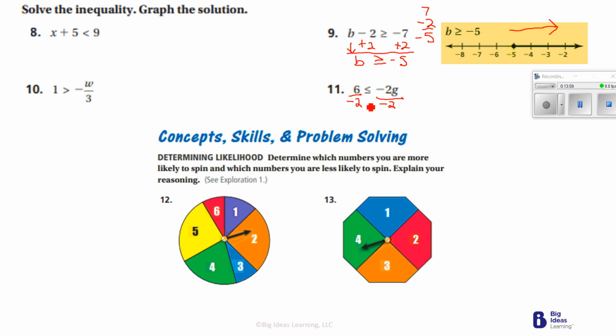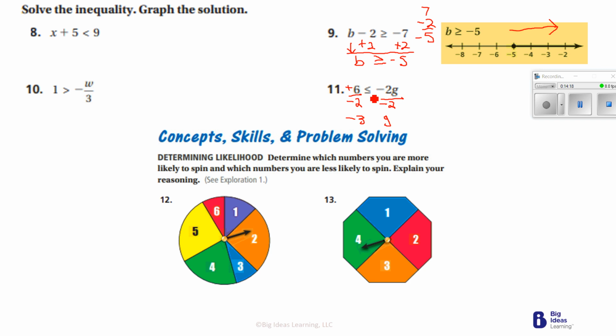6 divided by -2 is -3. I know this because 6 divided by 2 is 3, and a positive 6 divided by a negative number makes a negative number. Now, -2 divided by -2 made 1, so now I have 1g left over here.